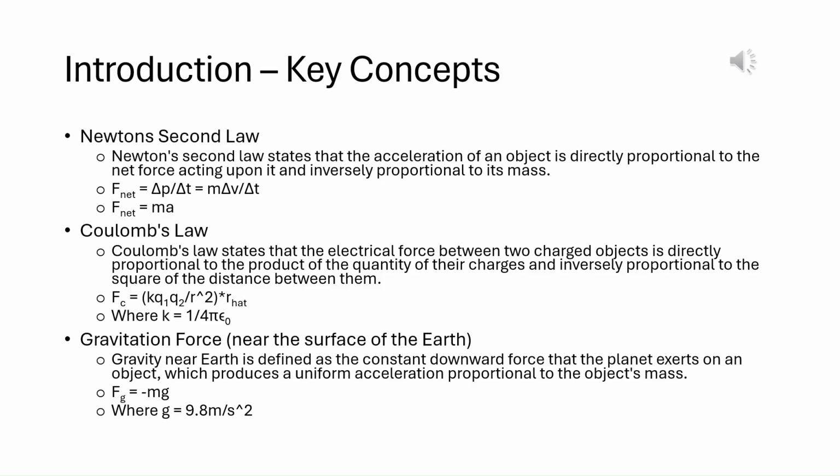This comes out to an equation where F, the force from the charge, is equal to K Q1 Q2 divided by R squared times R hat, where R hat is a directional unit vector, and K is 1 over 4 pi epsilon naught, where epsilon naught is the permittivity of vacuum space. The third key concept is gravitational force near the surface of Earth. This is simply F is equal to negative mg, where g is equal to 9.8 meters per second squared.